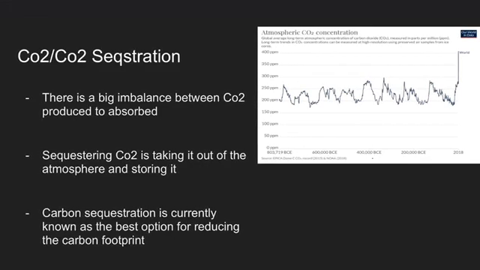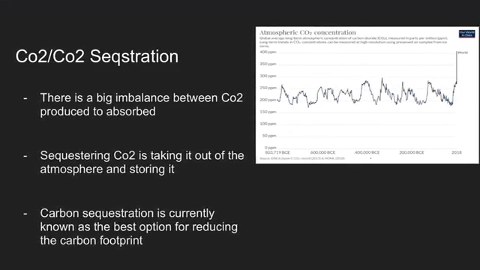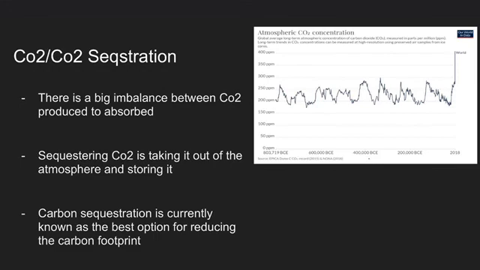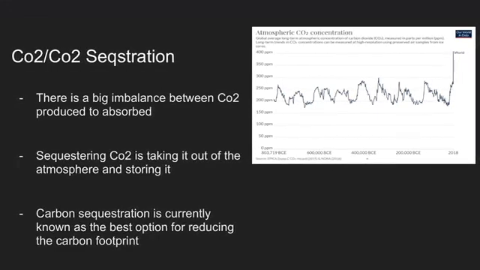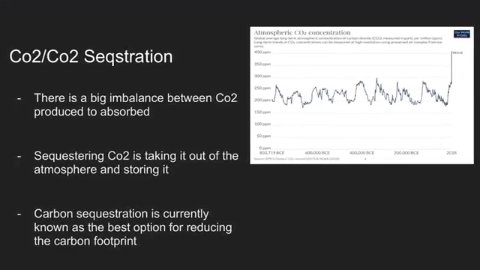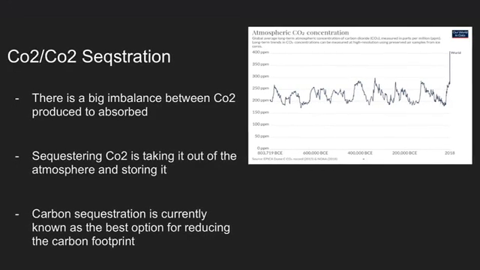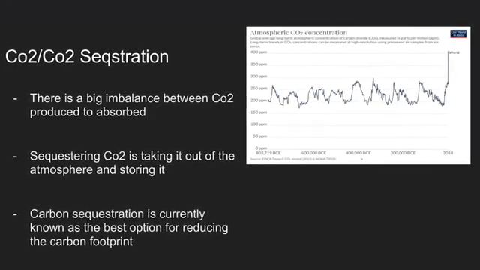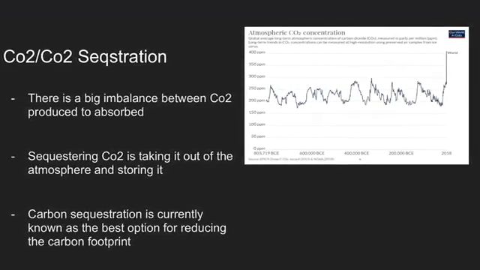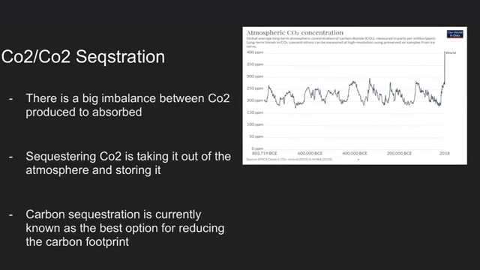So carbon dioxide sequestering is the taking of this carbon dioxide out of the sky, out of the atmosphere, and storing it, kind of like a sponge. Carbon dioxide sequestering is currently known as the best method to reducing our carbon footprint and potentially saving our planet.